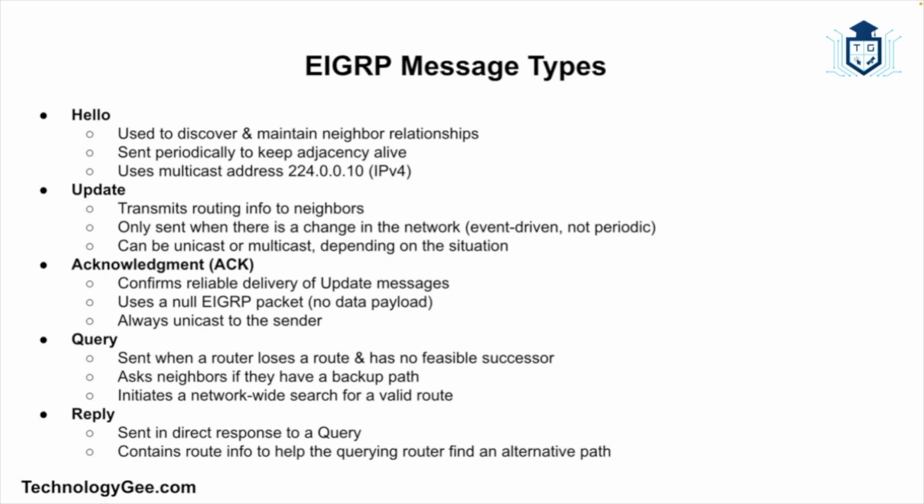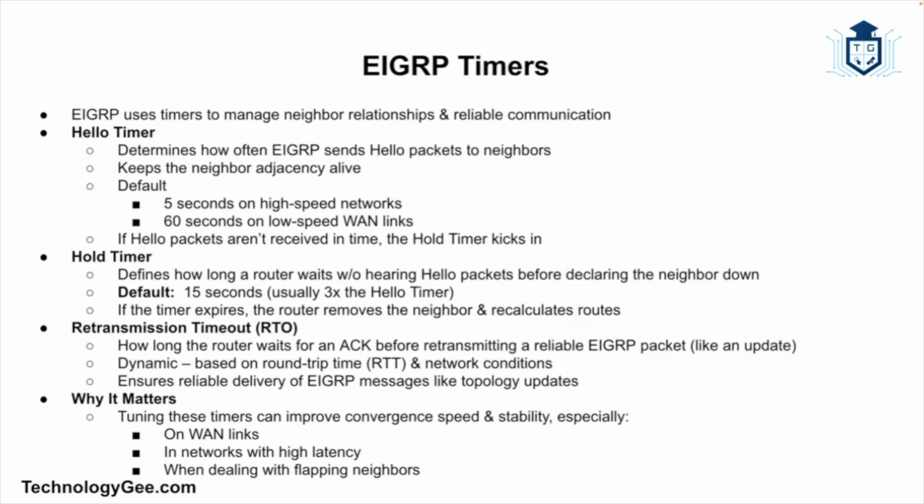Now, what's cool is that EIGRP is selective about how it communicates. Unlike the RIP protocol, which floods updates periodically, EIGRP only sends updates when something happens, and that reduces bandwidth usage and improves efficiency.